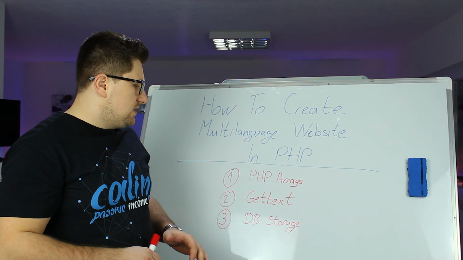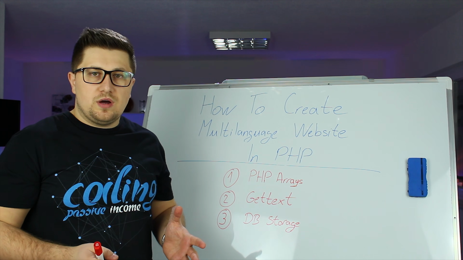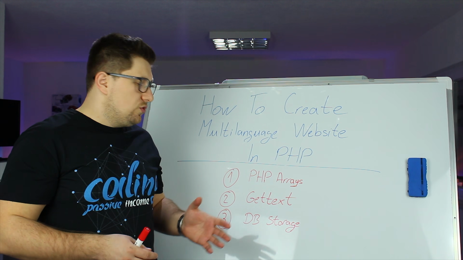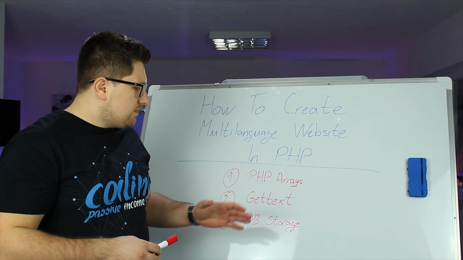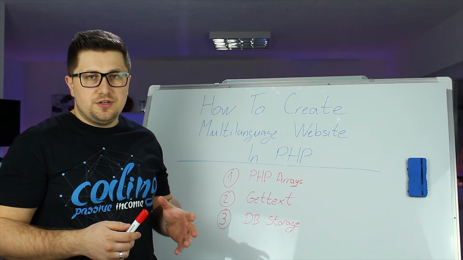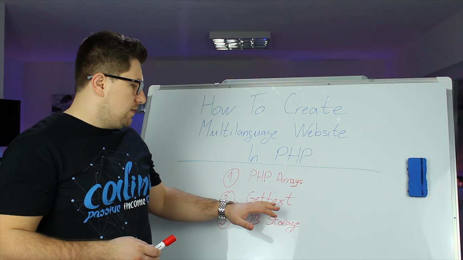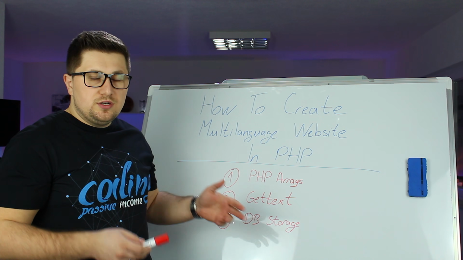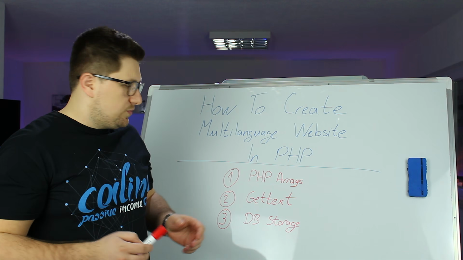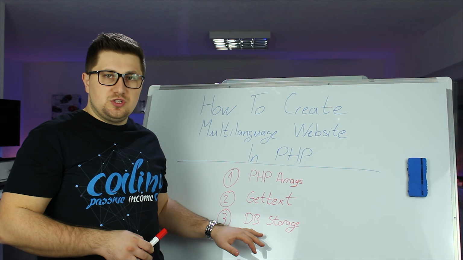Gettext is another version. It's quite harder. You will need to know how to set up your server, and how to create .po or .pot files, and it's quite hard if you are just starting out and never heard about it. But if you guys want to learn any of those 2, just comment below and I will probably do a tutorial for you. And then the last option is database storage.